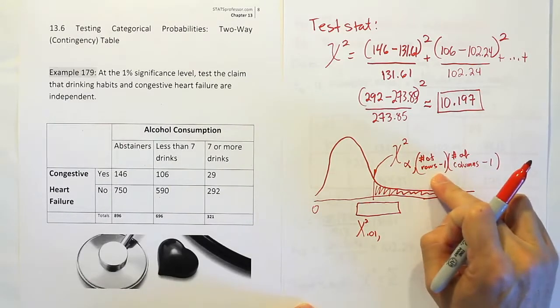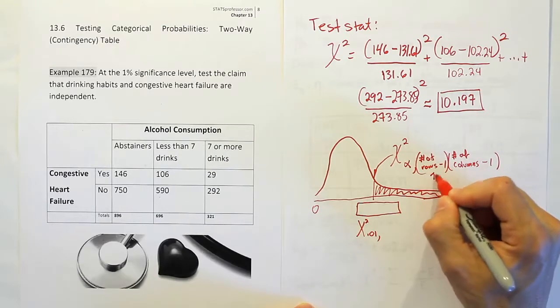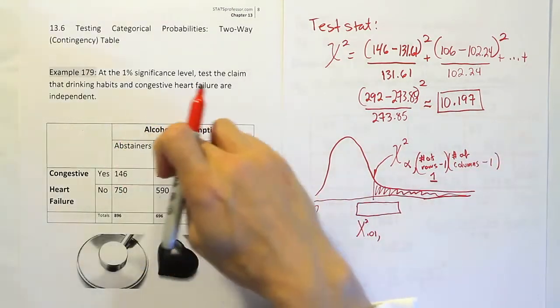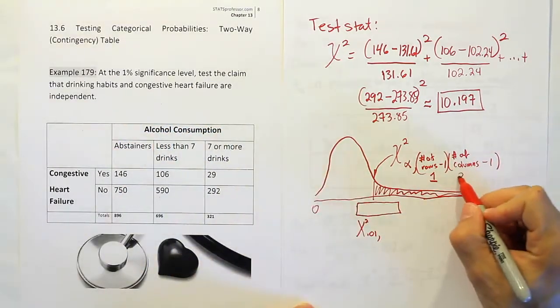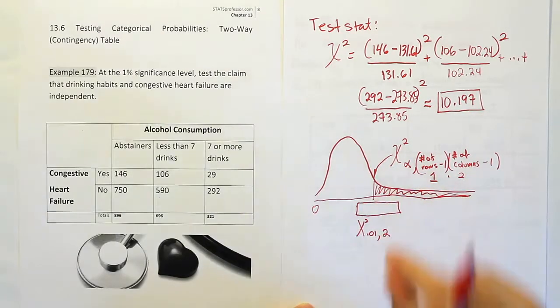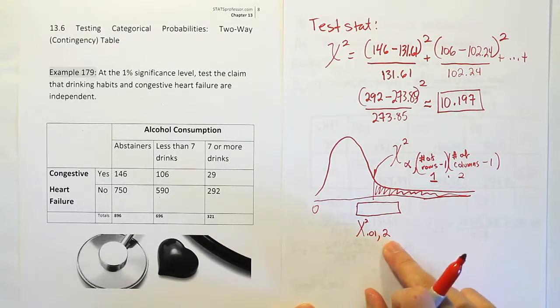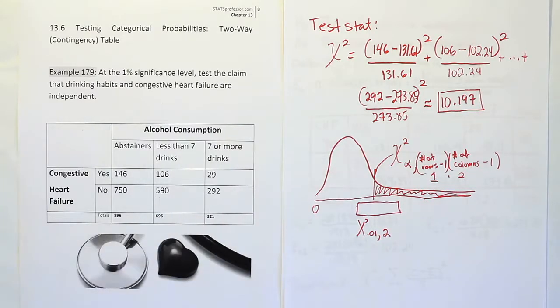What were the number of rows? Well, the number of rows was 2. If you take away 1, you just get 1, right? The number of columns was 3. If you take away 1, you get 2. And 1 times 2 gives you 2. So our critical value for this problem is going to be chi-squared 0.01, comma 2. In other words, we're going to go to the 0.01 column and look up 2 degrees of freedom. Let's go do that right now and figure out what that chi-squared critical value is.